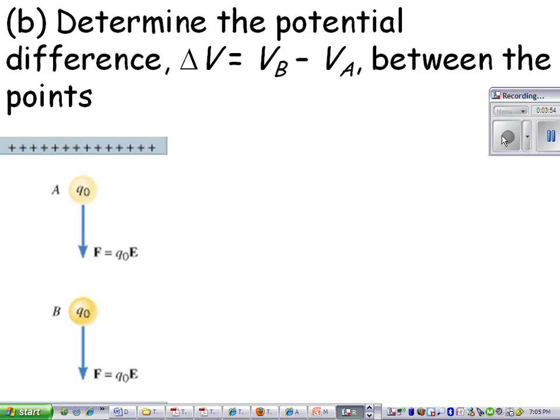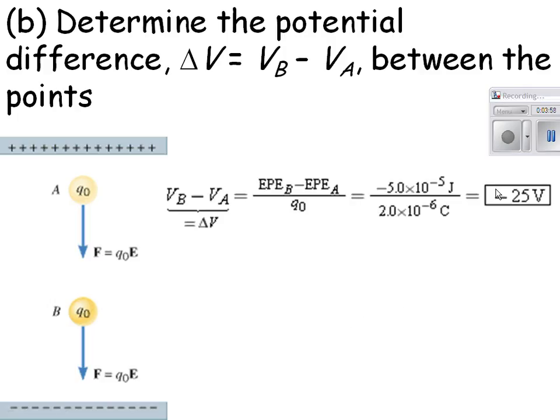Now, if we want to determine the potential difference between those 2 points, what we can do is use the equation. Potential difference equals the change in electric potential energy over Q sub naught. So that's really just the negative work done, which is negative 5 times 10 to the negative 5th joules divided by the charge itself, which gives us a value of negative 25 volts.